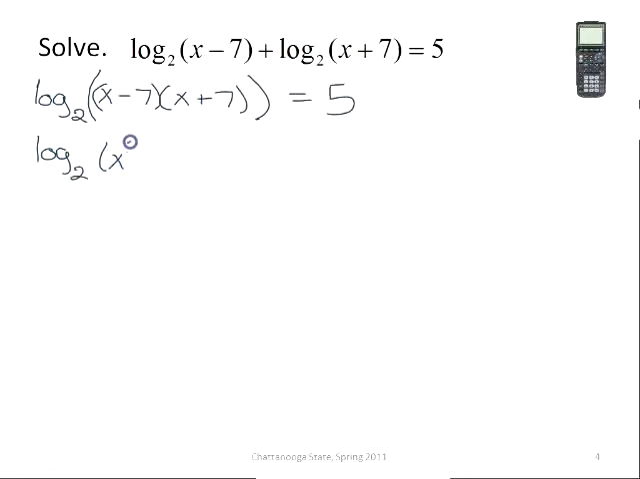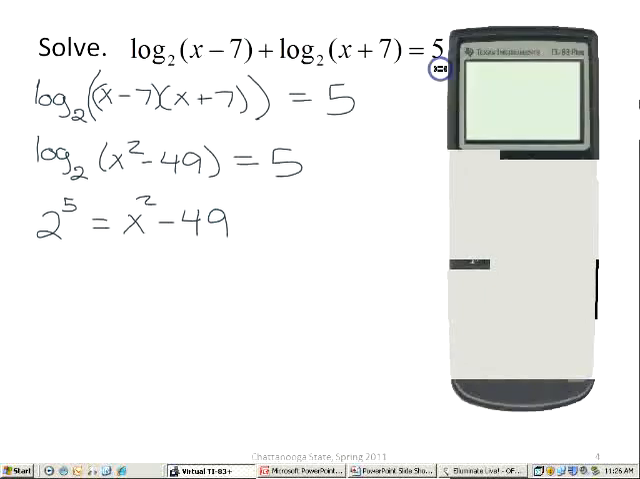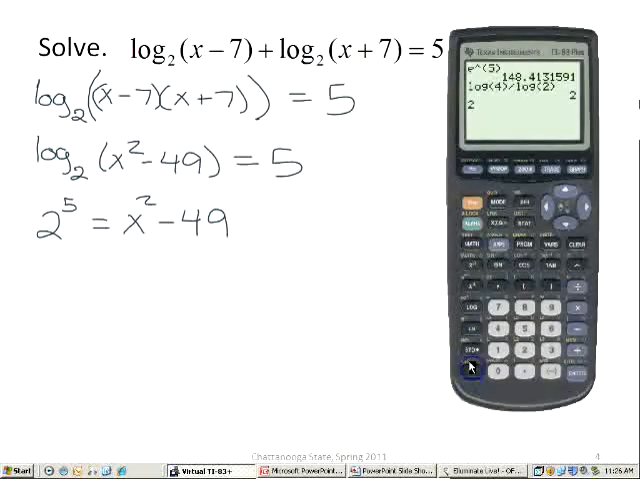Now, I need to multiply this out in here to make it a little bit easier to write out. (x - 7)(x + 7) is x squared minus 49. So I have the log base 2 of (x squared - 49) equals 5. Now, I do need to convert this to an exponential equation. My base is 2, so I have 2 to the 5th power is equal to x squared minus 49.